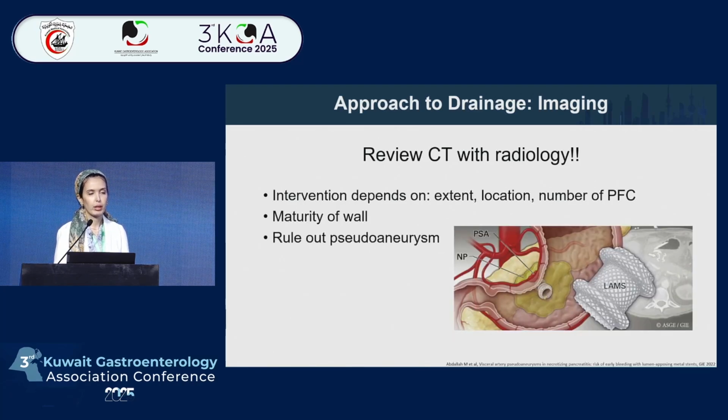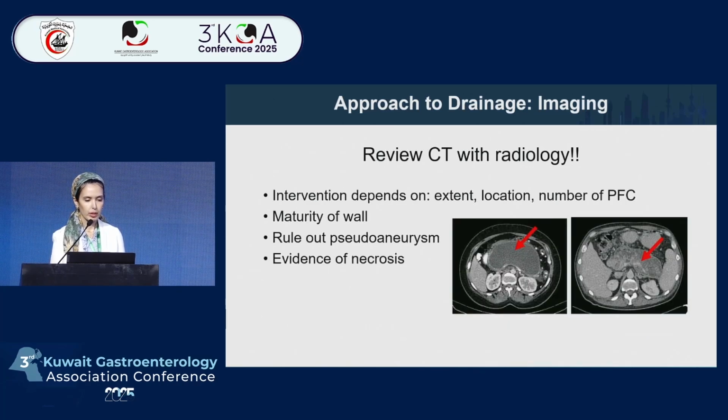Another important thing we have to rule out on imaging is the presence of a pseudoaneurysm, which can occur with pancreatitis, as we all know. And placing a stent within the pseudoaneurysm can cause very severe bleeding. So this is one thing we have to keep in mind as well. And then, of course, we have to check for any evidence of necrosis within the collection. Some collections contain only fluid, but others contain necrotic tissue and debris.